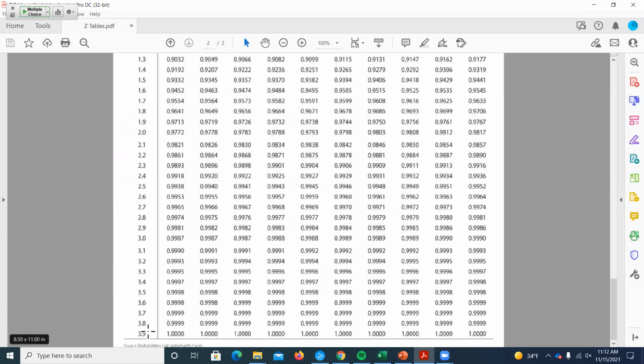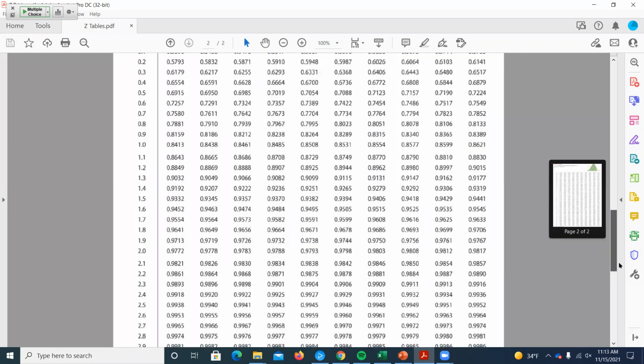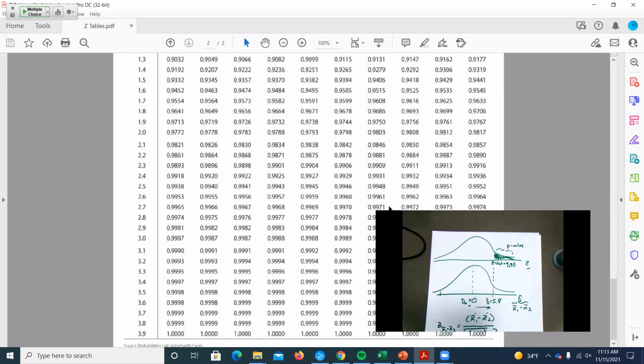So I go to my standard normal table, and I try to look up that test statistic of 4.9. It only goes up to 3.9. But if the area to the left of 3.99 is basically 1, well, then the area to the left of 4.99 is going to be even closer to 1, right? So I've got, there we go.